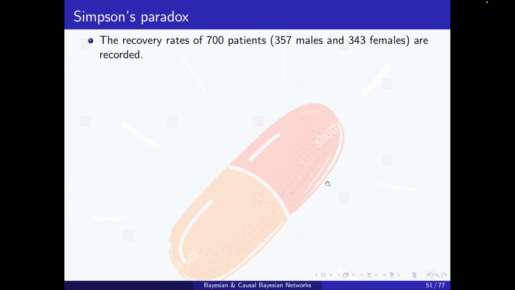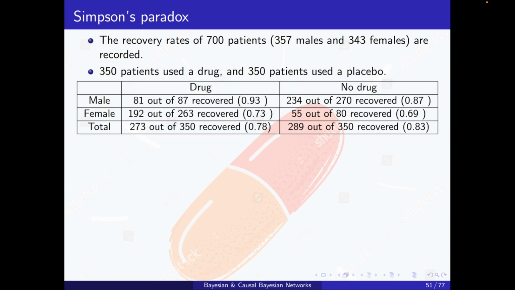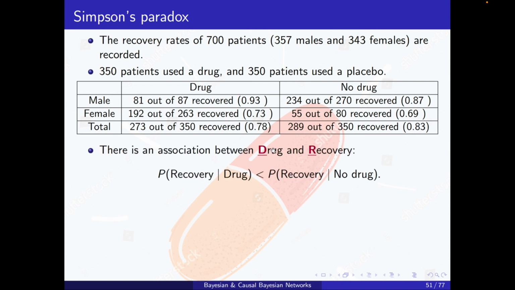Imagine that the recovery rates of 700 patients are recorded. Half of them use the drug, half of them use the placebo, and here are the results. From this table, we can see that there is an association between drug and recovery. The probability of recovery of an individual, if the individual did use the drug, was less than if the individual did not use the drug. So it's suggesting that it had a negative effect.